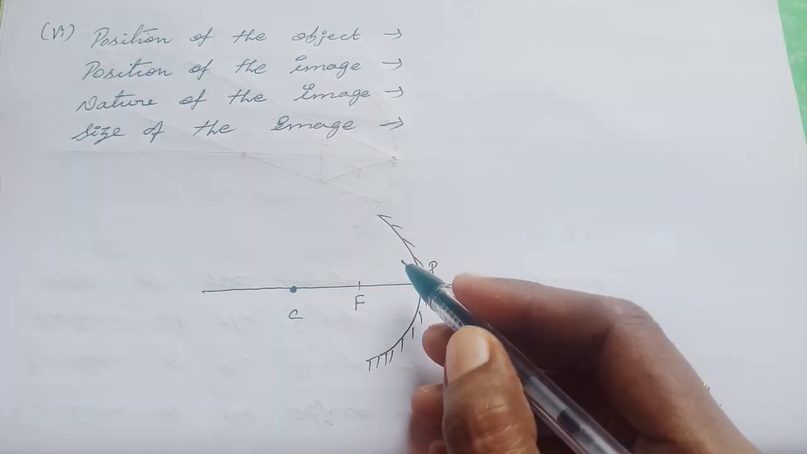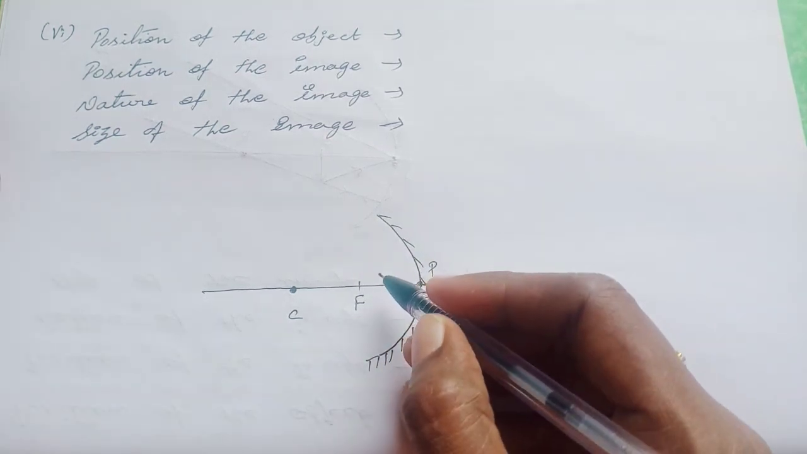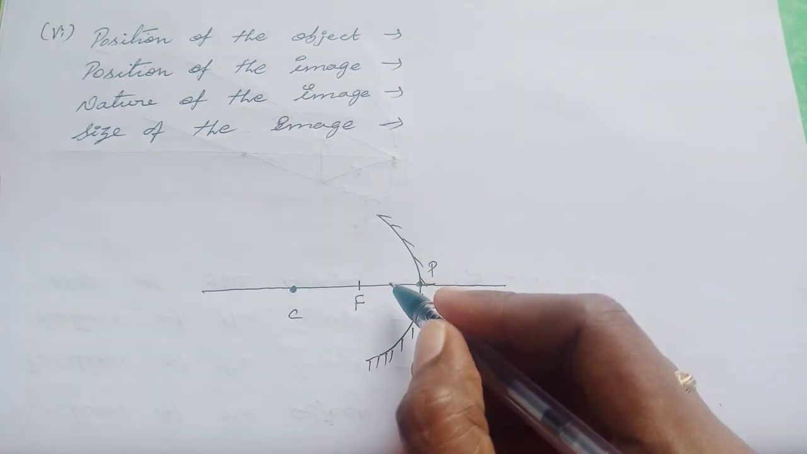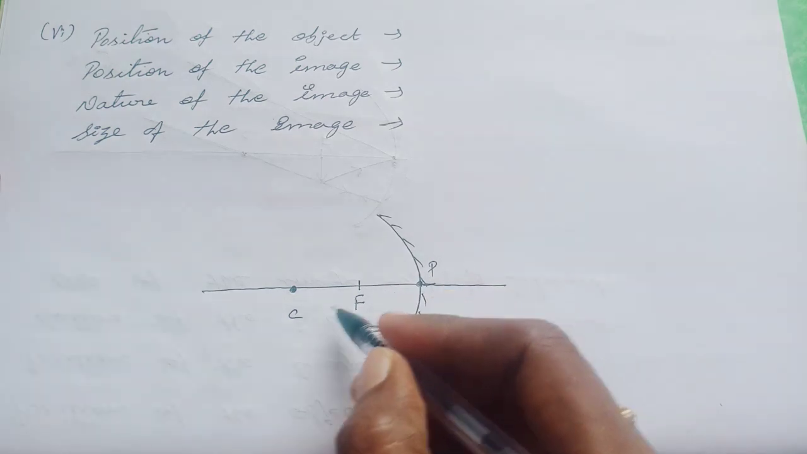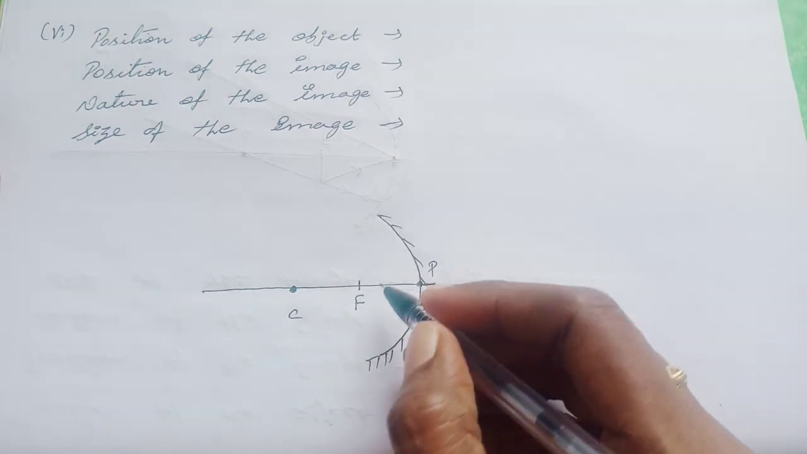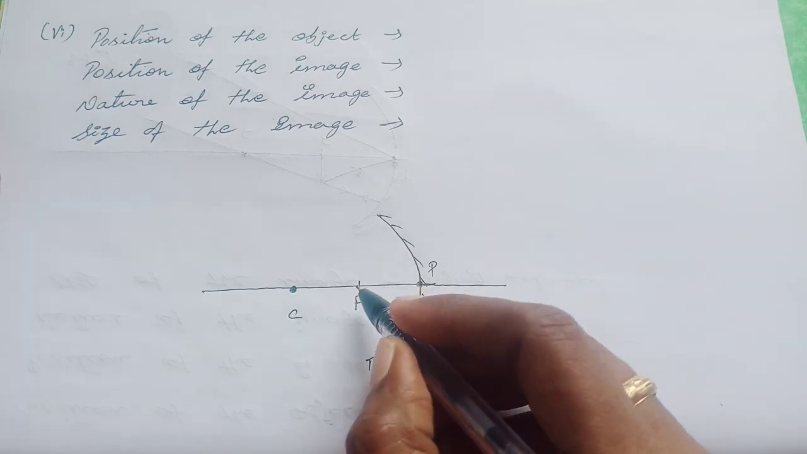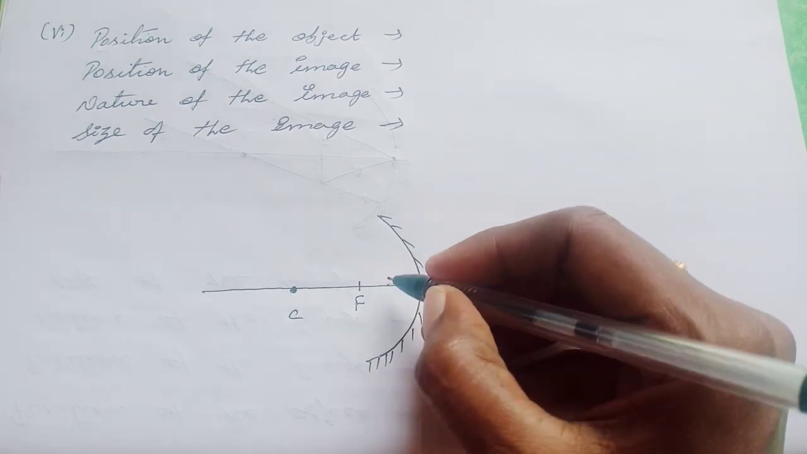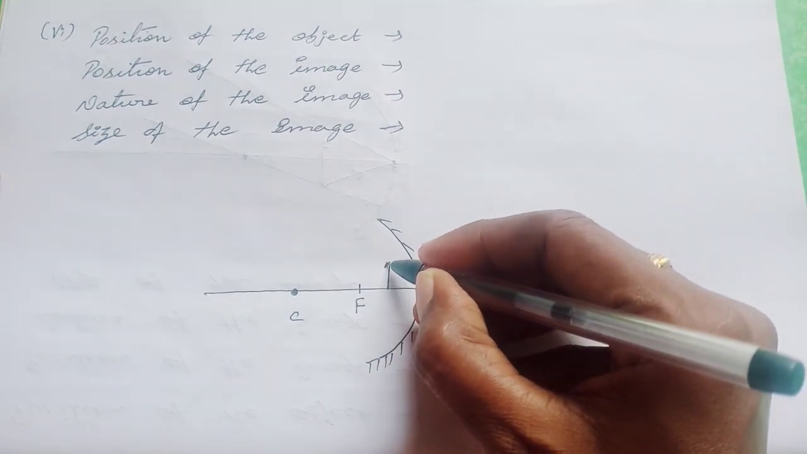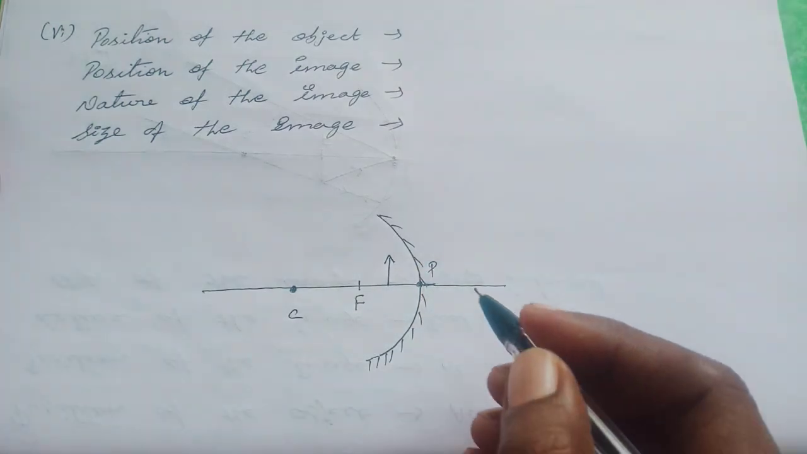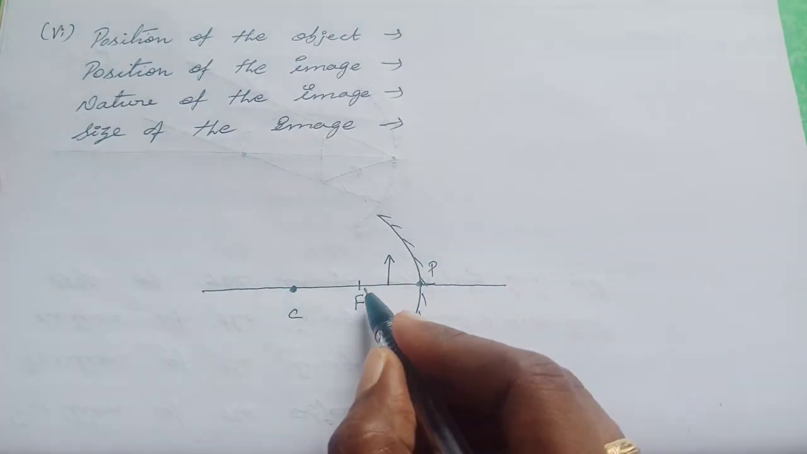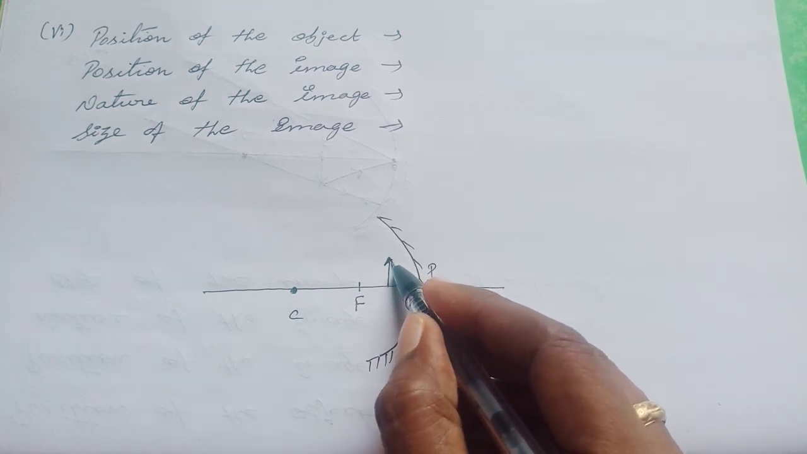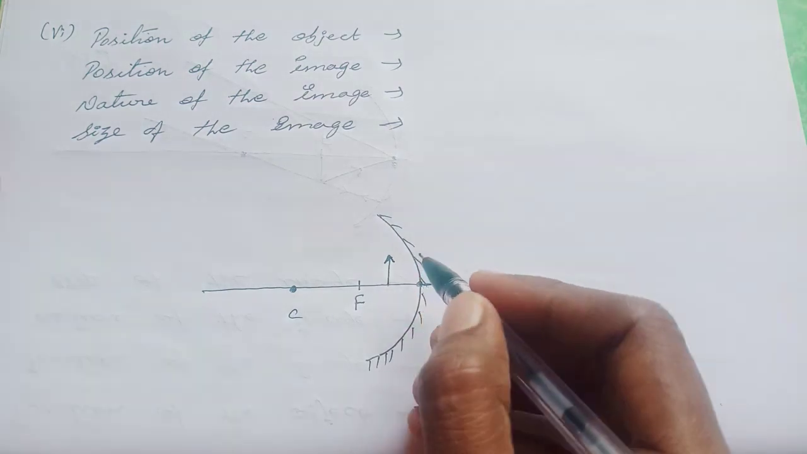Right, see, in the previous case, that is in the fifth case, we placed the object at the principal focus itself, and we found the position of the image: the image is formed at infinity. Now we are going to change the position of the object to this particular point. It means the object is placed between the principal focus and the pole. So what happens to the position of the image when the object is placed between the principal focus and the pole? We are going to find it.